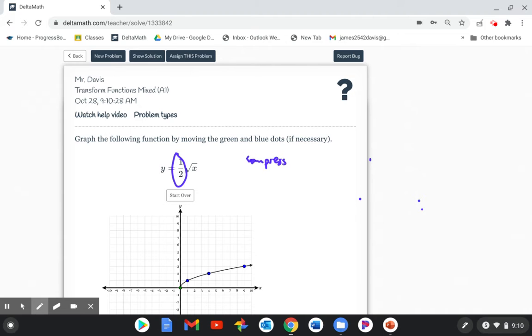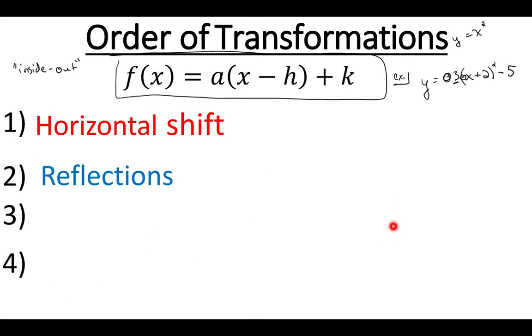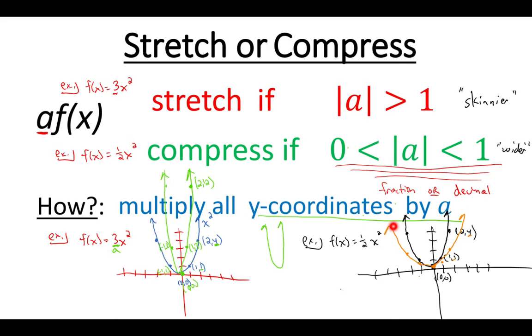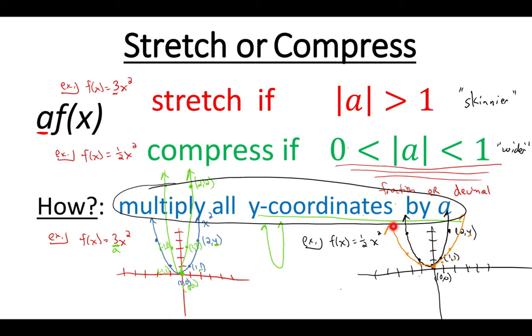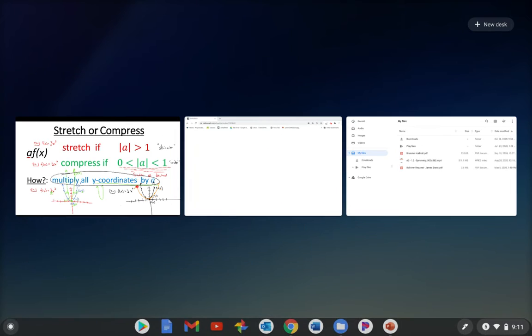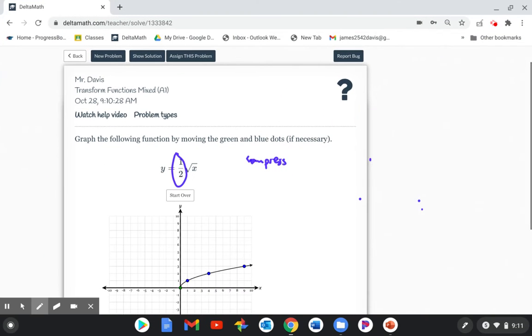And as we said in the notes, when we compress this, we're going to multiply the y coordinates by that a. Multiply the y coordinates. So let's do that. All you need to do is pick one of them and multiply the y's. I'm going to go ahead and write these out. This one's 1, 1. This one is 4, 2. This one is 9, 3.